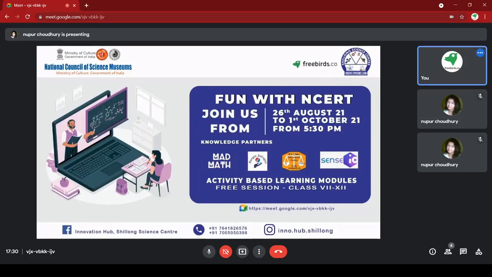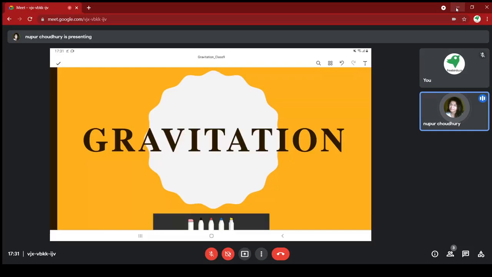Okay, so the topic of discussion today is gravitation. We have been hearing a lot about gravitation in our day-to-day lives. Also, there are a lot of practical applicabilities of gravitation. So today we will be talking about this particular force in detail, or this particular property in detail. Okay, so let us get started.